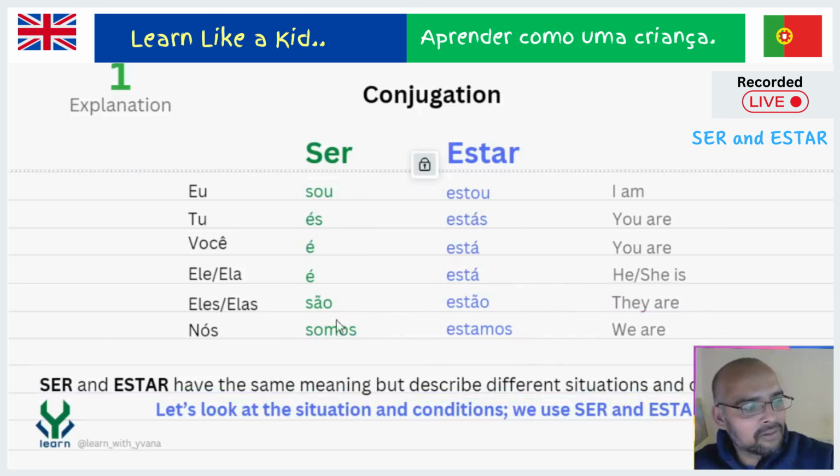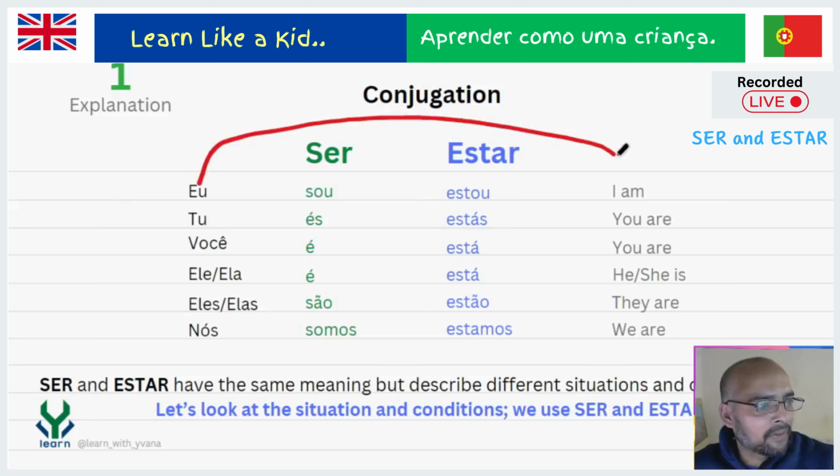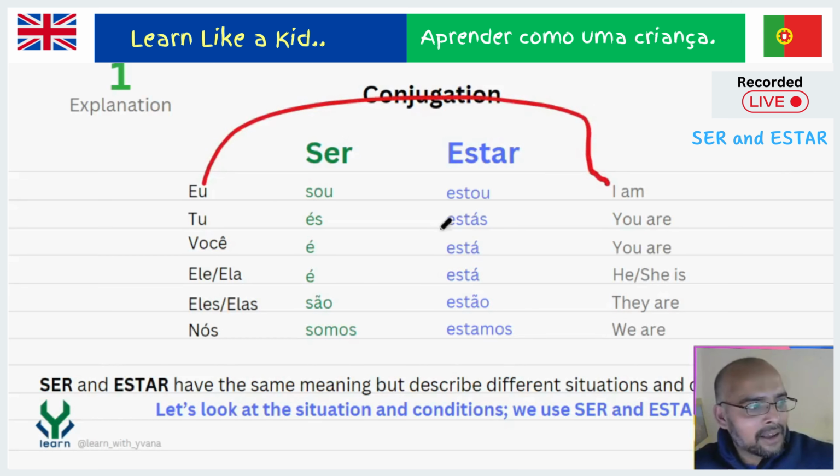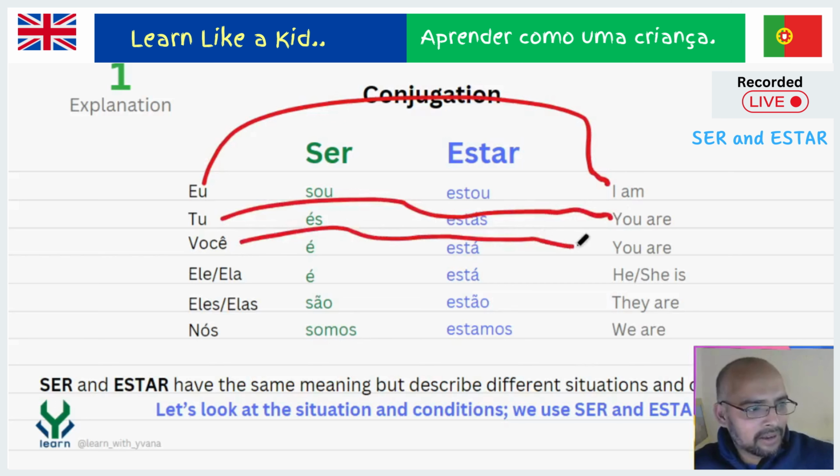If you see all the conjugations here, what "eu" means, this "eu" refers to I. So these are the pronouns. I think you know them, or if not, we will learn them here. We'll learn pronouns and the ser and estar verbs together. Okay, so "eu" means I, and "tu" means you, and "você" also means you.